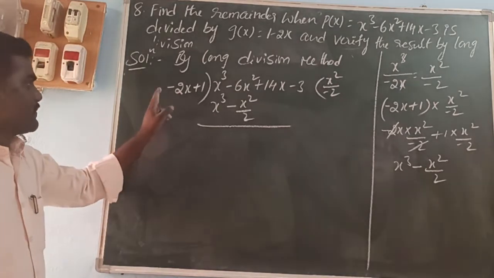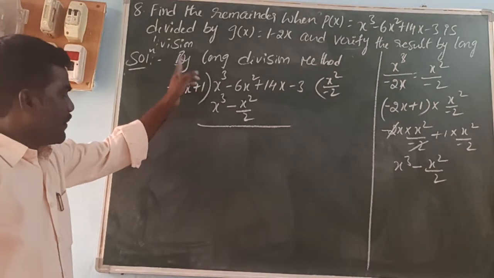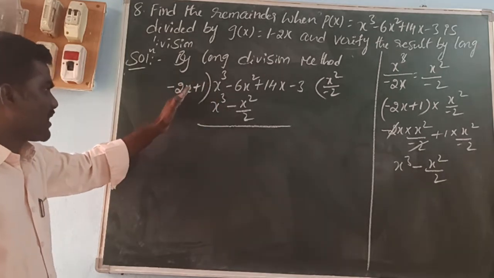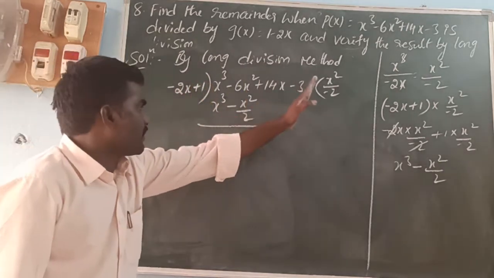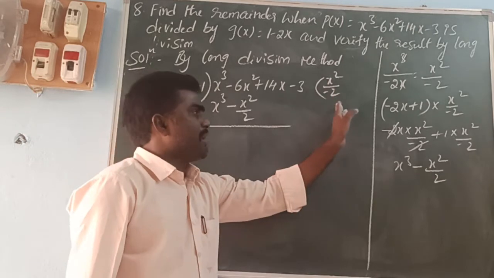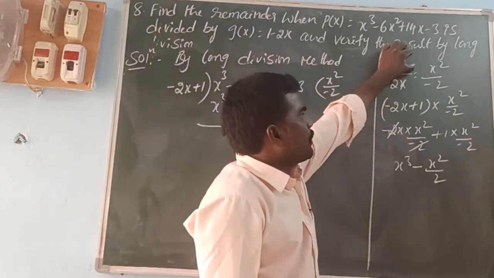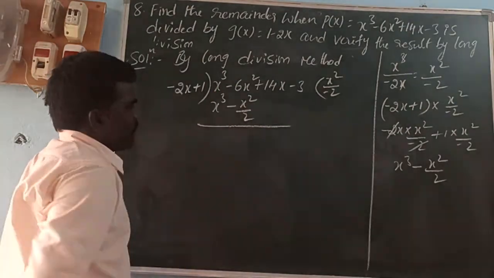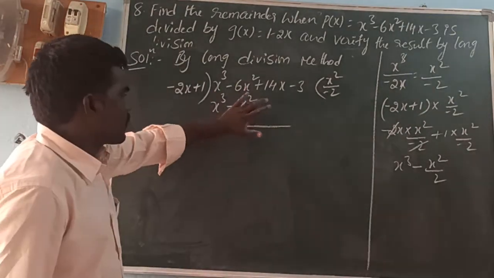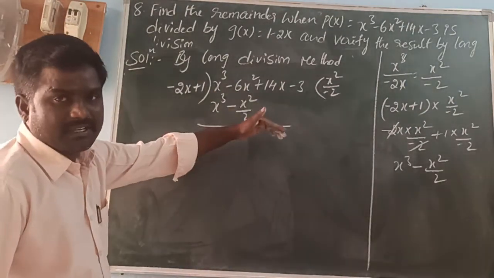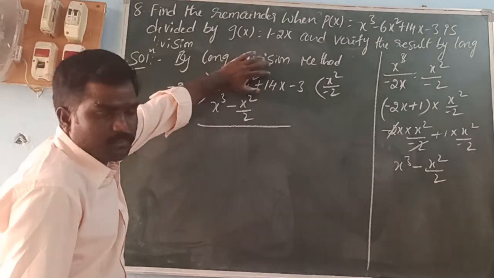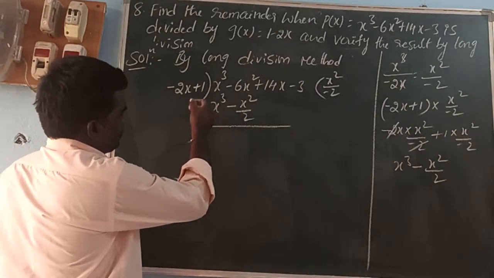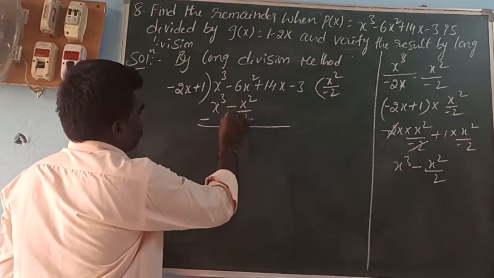The divisor first term is minus 2x, dividend first term is x cube. So the divisor first term minus 2x is multiplied with which term? We can get x cube with x square by minus 2. How we can get? First term of the dividend by first term of the divisor. Okay, so here now the polynomials, x cube minus x square by 2, division is nothing but subtract. This polynomial is subtracted from this polynomial. When you subtract, the signs change. Here which sign? Plus. The plus becomes minus, here plus.